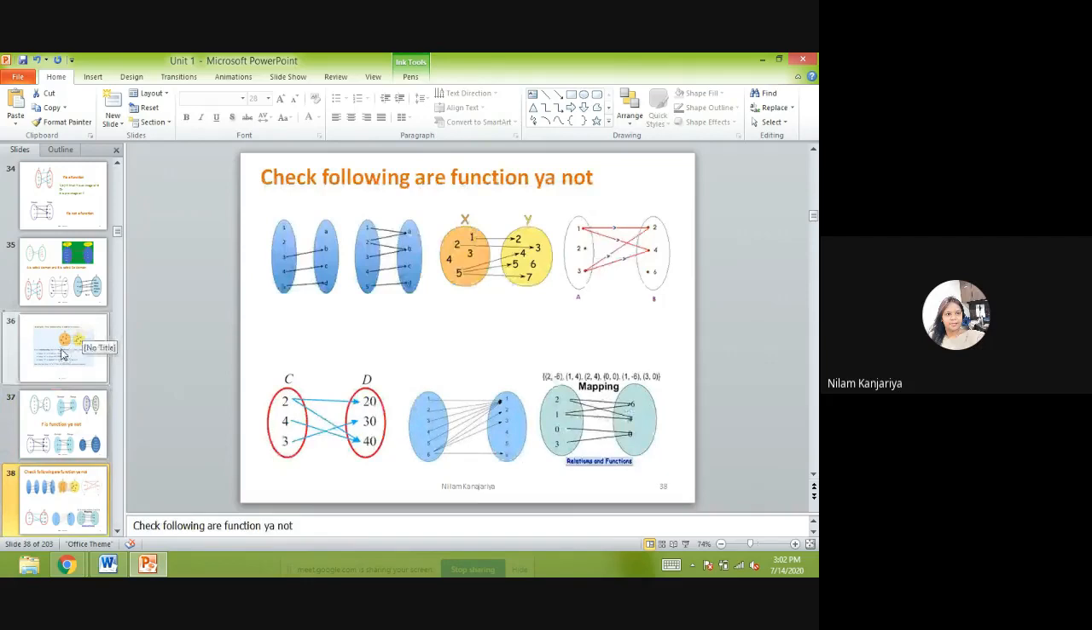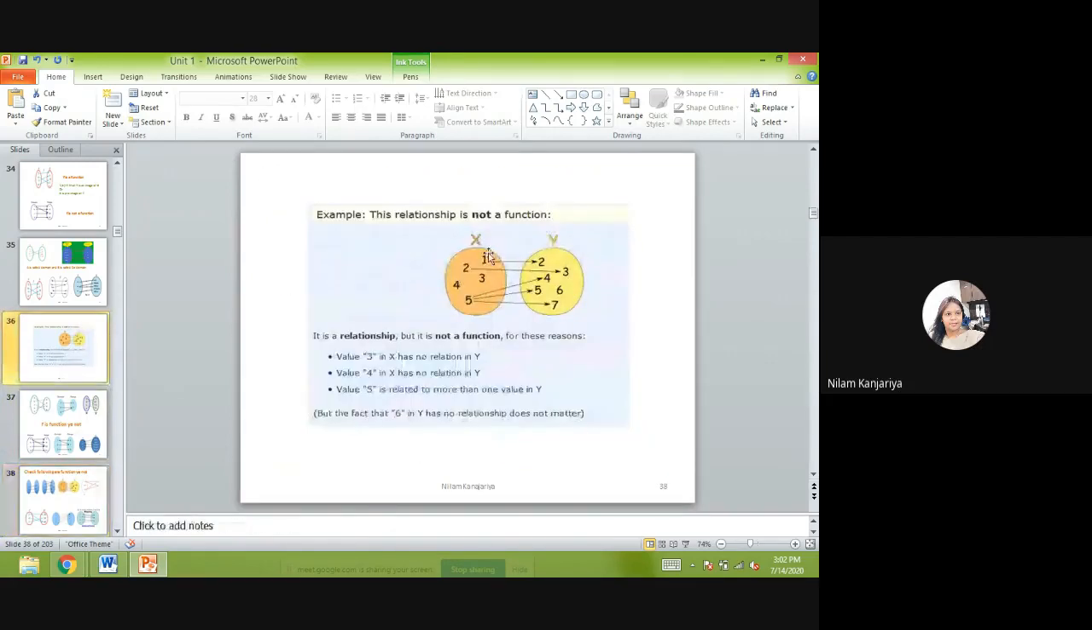Here I will give you a simple thing. You have two sets. This type of relation is not a function. Why? Remember, you have two sets. Set X has 5 elements: 1, 2, 3, 4, and 5. Look, 1 is related with 2, so 2 is the image of 1. And 2 is related with 3. Sorry, 3 is the image of 2.